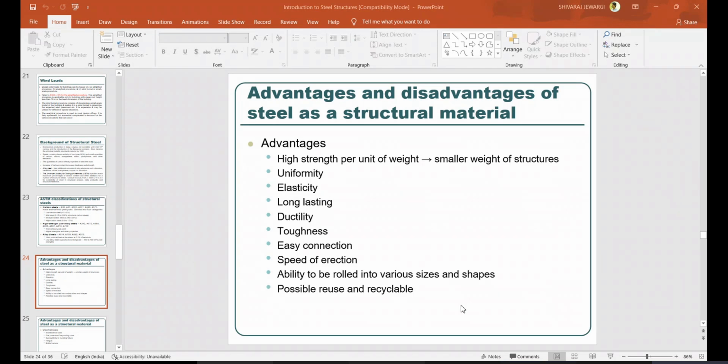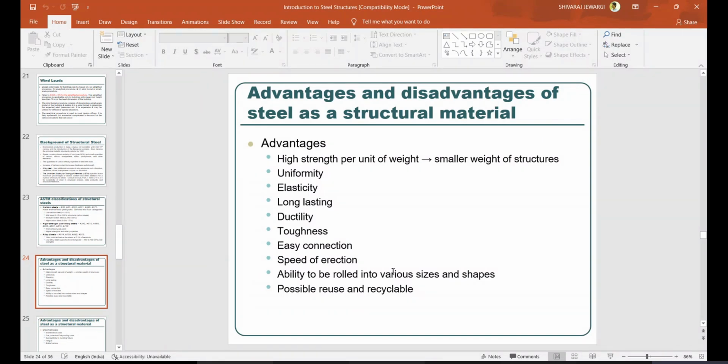So briefly, you just note down the points simultaneously while I am explaining. Note down the terms: high strength per unit weight, uniformity, elasticity, long lasting, ductility, toughness, easy connection, speed of construction. With the help of these short terms, you can explain in a better manner, like how I explain now. So this is a good number of advantages of steel structures.